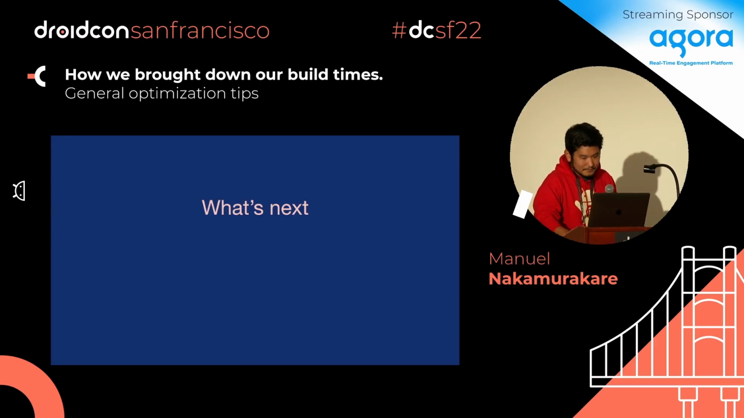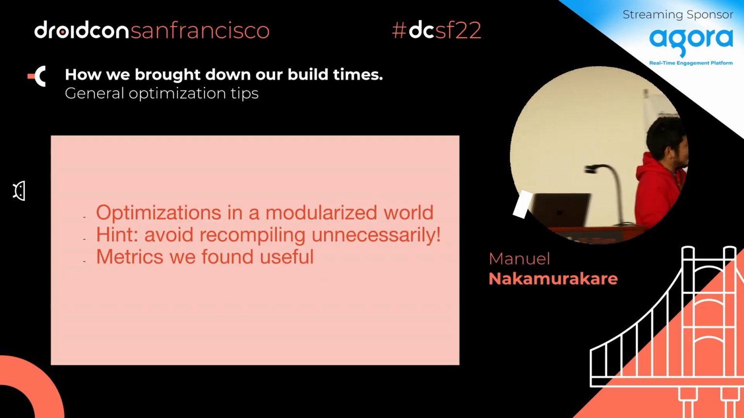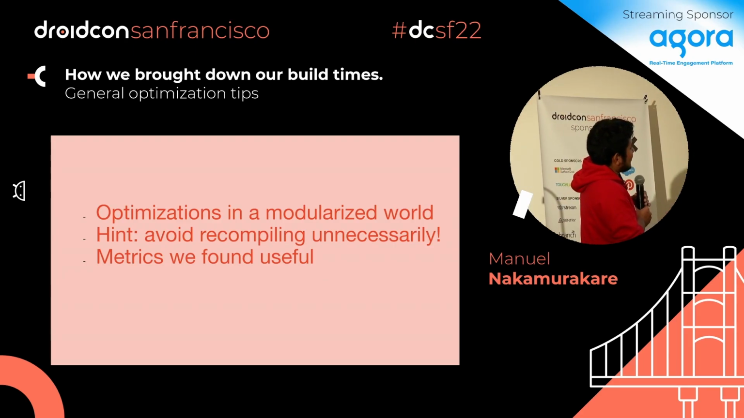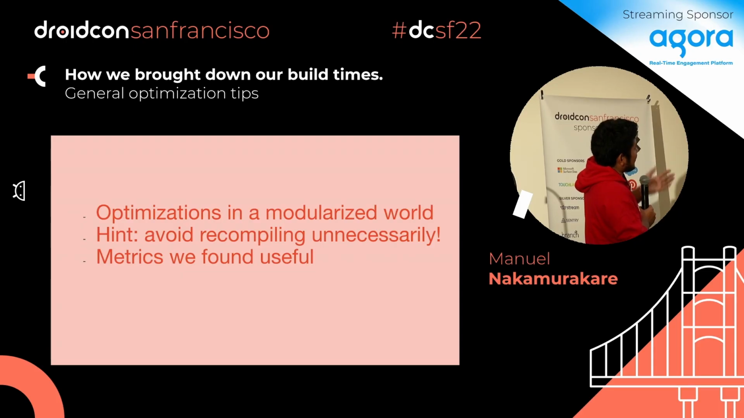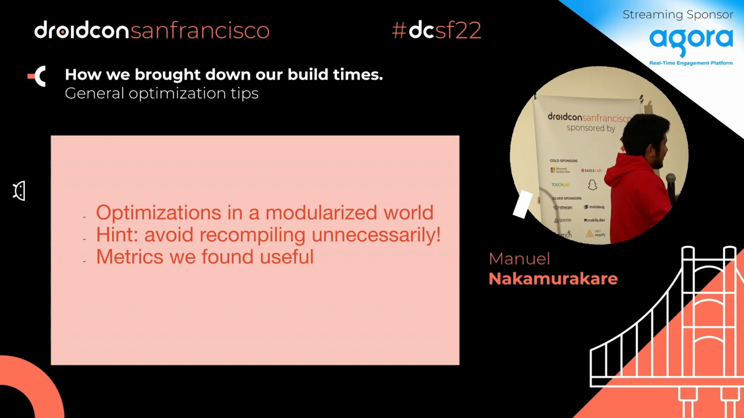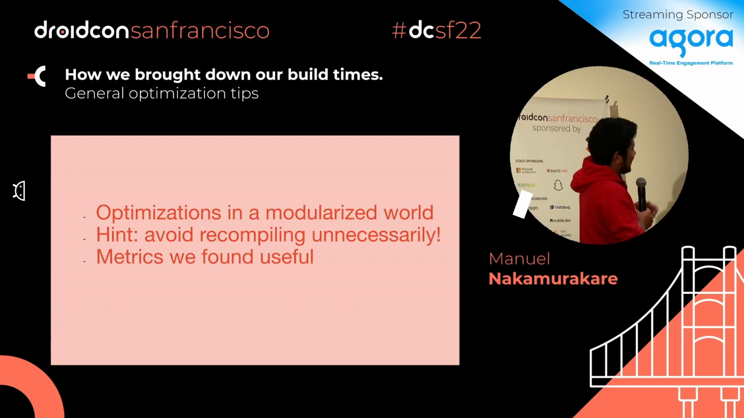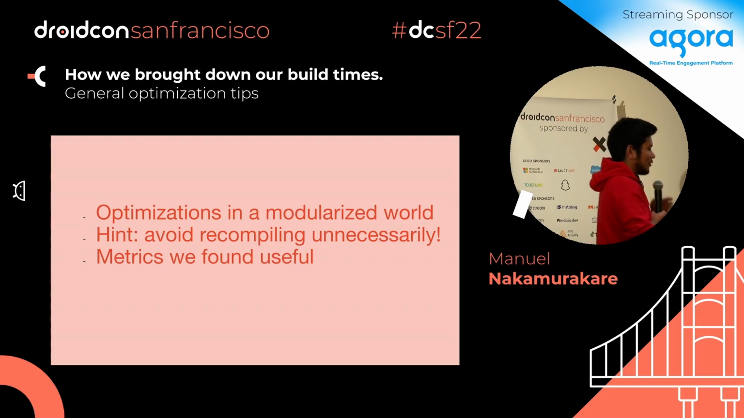So what's next? As I think I mentioned before, on the future, this is what I would like to share. Optimizations that we found in a modularized world. Hint, avoid recompiling unnecessarily because that produces a lot of thermal throttling. And metrics that we found useful. So we've started working on several metrics that allow us to identify where the issues could be. For example, now we track builds on CI that don't have cache. That gives us some information.